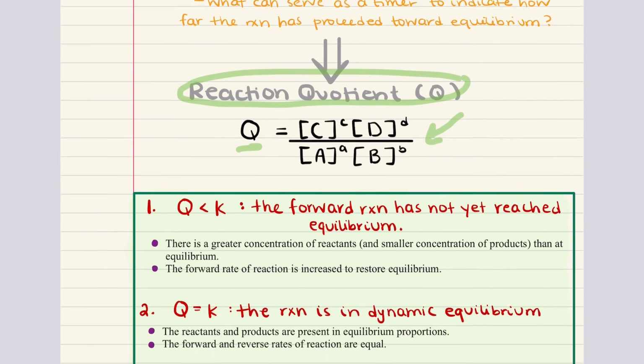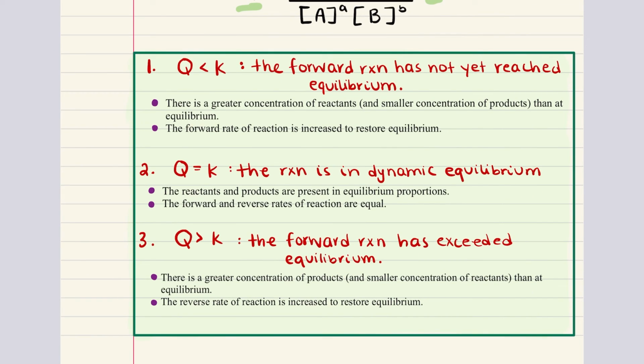Now, comparing Q to K allows us to predict which direction the reaction will proceed to reach equilibrium. When the equilibrium constant is greater than the reaction quotient, then the forward reaction has not yet reached equilibrium. And that means that the reaction will proceed forward to reach equilibrium, converting more reactants to products.